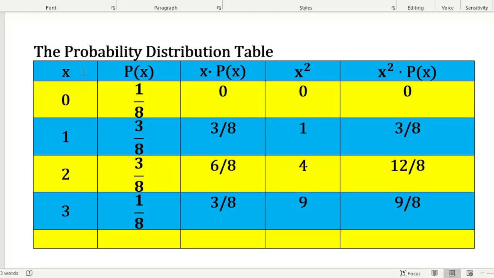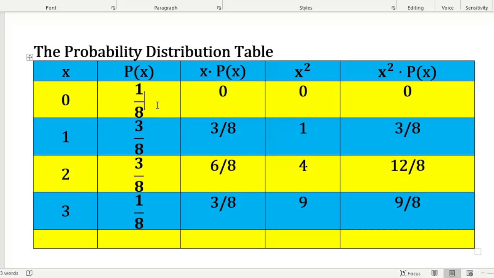The first step is that we need a probability distribution table. The first 2 columns here represent the probability distribution table of our random variable, which is the number of heads. In other words, it is already provided. Or if it is not, then you need to construct one. We have here in the first column the possible values, and the second column its corresponding probability.